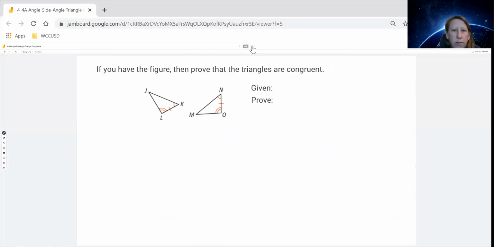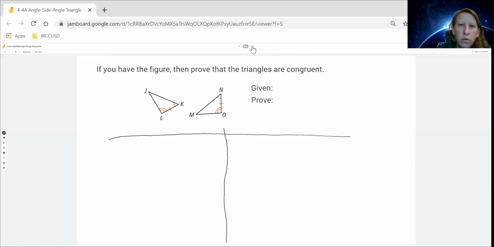All right, now we're going to do the traditional two-column proof. So we have our figure, and we're going to be given the figure as marked. And we're trying to prove that the triangles are congruent. We're trying to prove that triangle JKL is congruent to triangle? All right, we got to get it all in the right order.